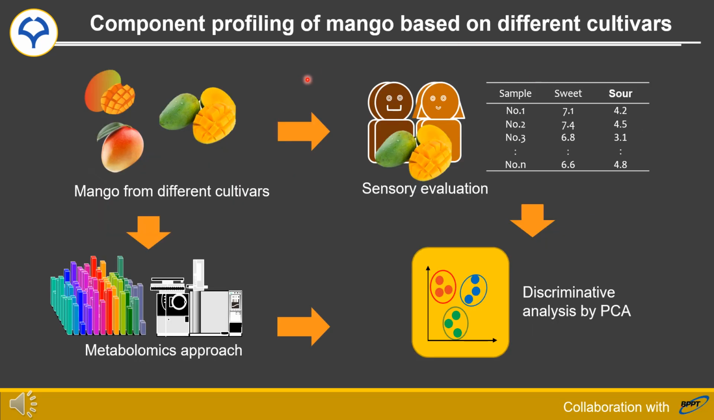Not only fruit ripening, but studies of different cultivars or varieties of fruits can also be performed. For example, in this lab, we also conducted component profiling of mangoes from different cultivars. In collaboration with an Indonesian research agency, we applied a metabolomics approach and sensory evaluation to identify the characteristics of these mangoes. The data obtained can be used for discriminative analysis to identify unique attributes.